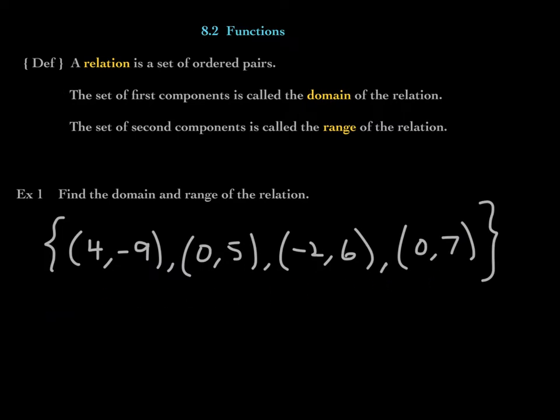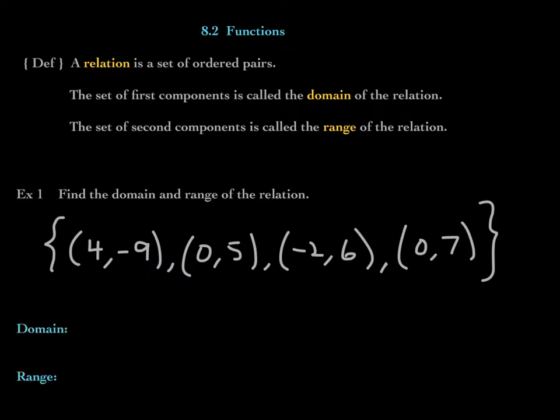Now, the example has us considering the domain and range of the relation. By definition, the domain is a set of first components. In this ordered pair, 4 is my first component, -9 is my second component. 0 is the first component of this ordered pair, 5 is the second component, and so forth. So, let's write the domain and range.